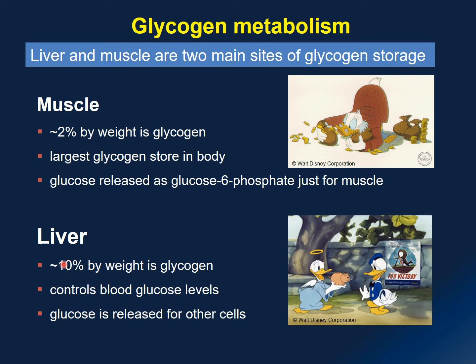Now, how about the liver? About 10% of its weight is glycogen, which is 5 times more than the muscle. But because the liver is lighter than all your muscles, it contains less glycogen than the muscle. And for the liver, glucose is released for all other cells through the bloodstream. And therefore, the liver plays an important role in regulating our blood glucose level.